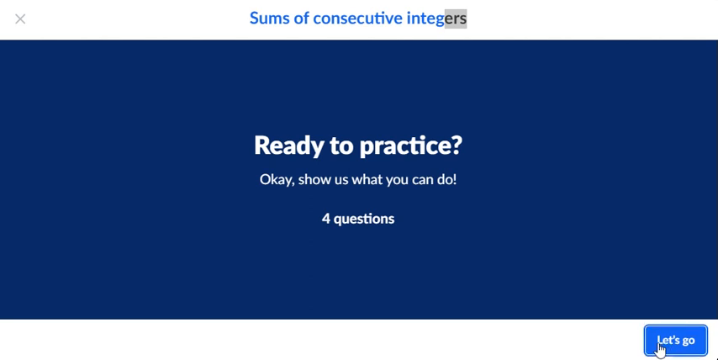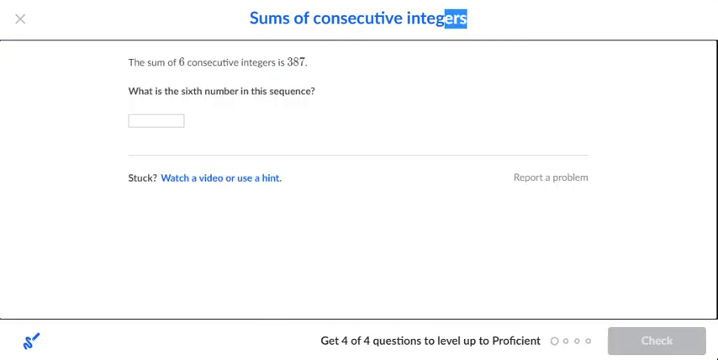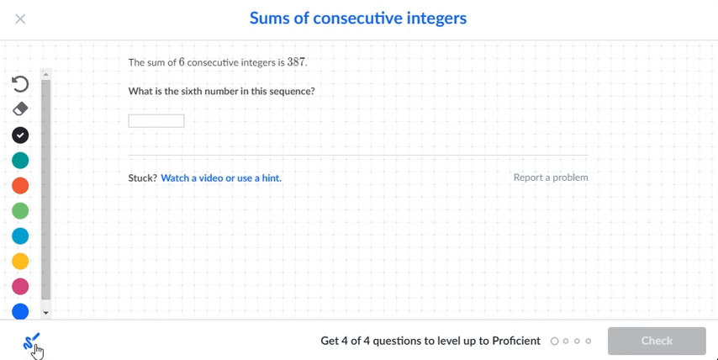Sums of consecutive integers. Okay, so we want to find the sum of 6 consecutive integers, and it's going to be a total of 387. So what you want to do is write out 6 consecutive integers.